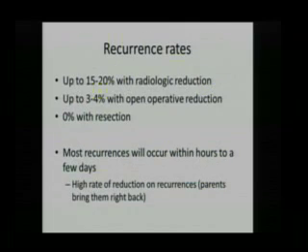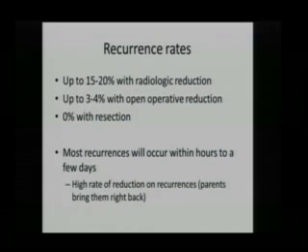There is a recurrence rate if you just reduce it, up to 20% with radiologic, which seems very high. But if you do it open, it's only about 3 or 4%, which would just make you feel terrible that you've lapped this child and he's got a recurrent intussusception within just a few hours or a few days.